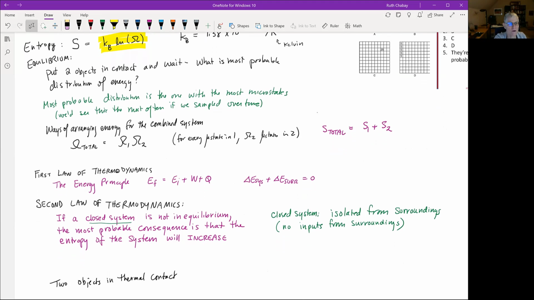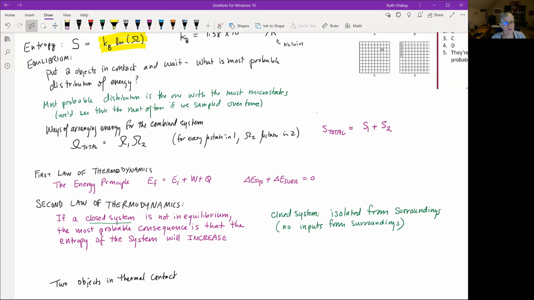We also saw that we could think about equilibrium, in which we put two different objects in contact and just wait, that the most probable distribution of energy was the one that corresponded to the most microstates. The macrostate that is most probable is the one with the most microstates. And we would see that most of the time if we sampled over time.